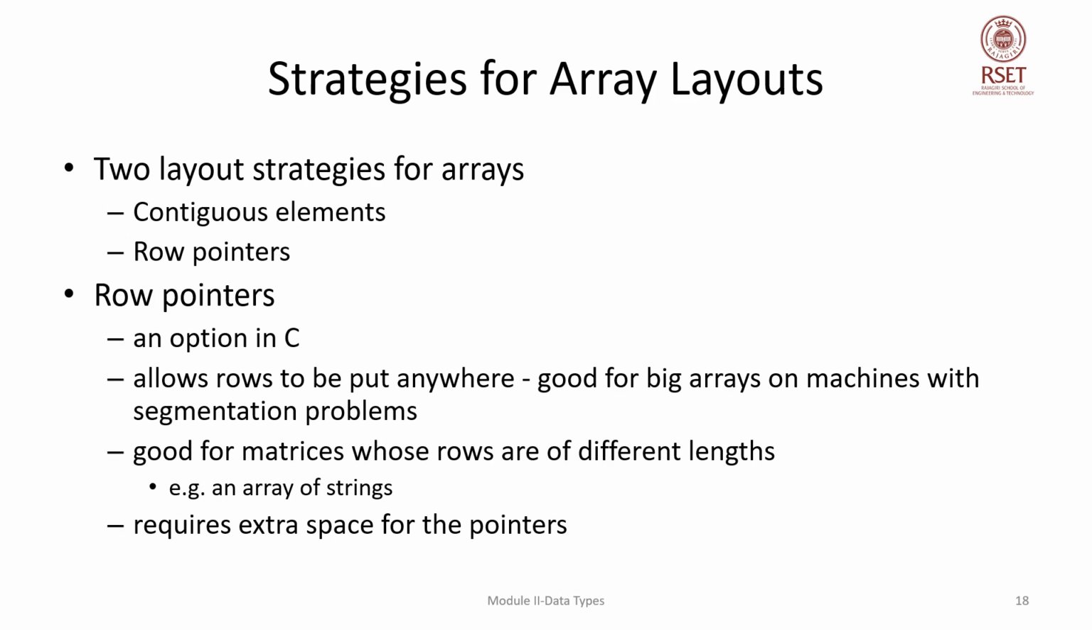Now this is good for matrices whose rows are of different lengths. For example, a two-dimensional array stores a set of strings. Not all the strings will be of the same size. There will be extra spaces in each and every row. For a machine that supports row pointer strategy, this fragmentation can be avoided. And the disadvantage is that it requires extra space for all the pointers.